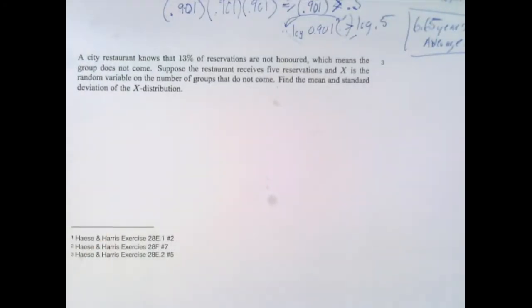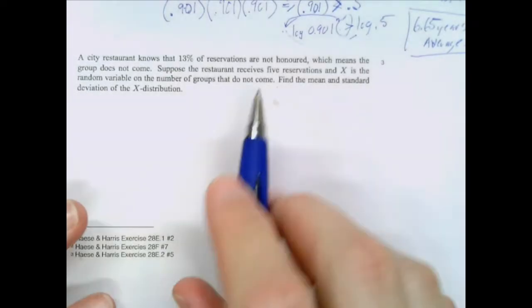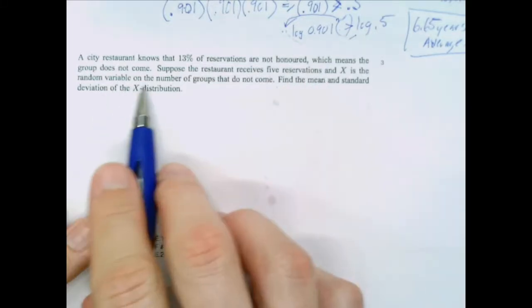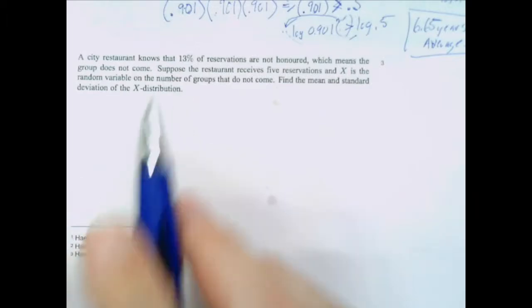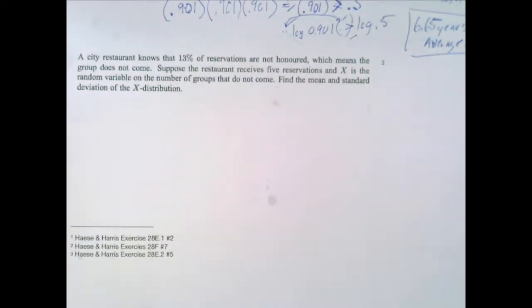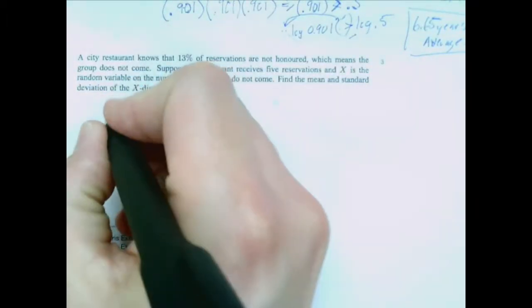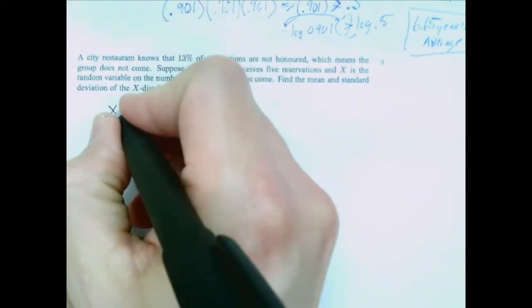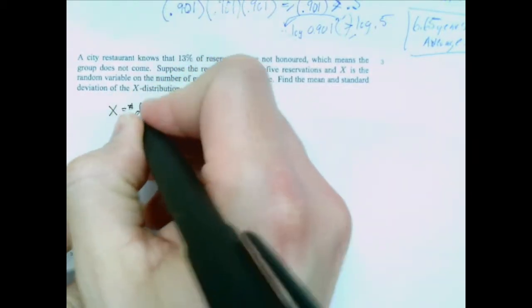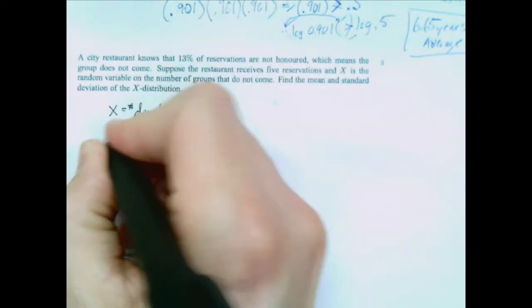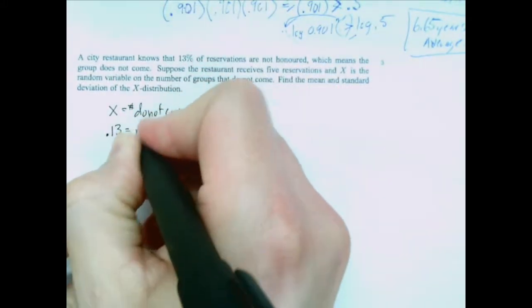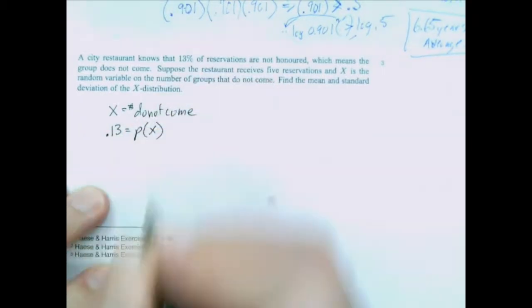So, a city restaurant knows that 13% of reservations are not honored, which means the group does not come. Suppose the restaurant receives 5 reservations and X is the random variable on number of groups that do not come. Find the mean and the standard deviation of the X distribution. So for this one, X is the number that do not come. And then 0.13 is the probability that they do not come.